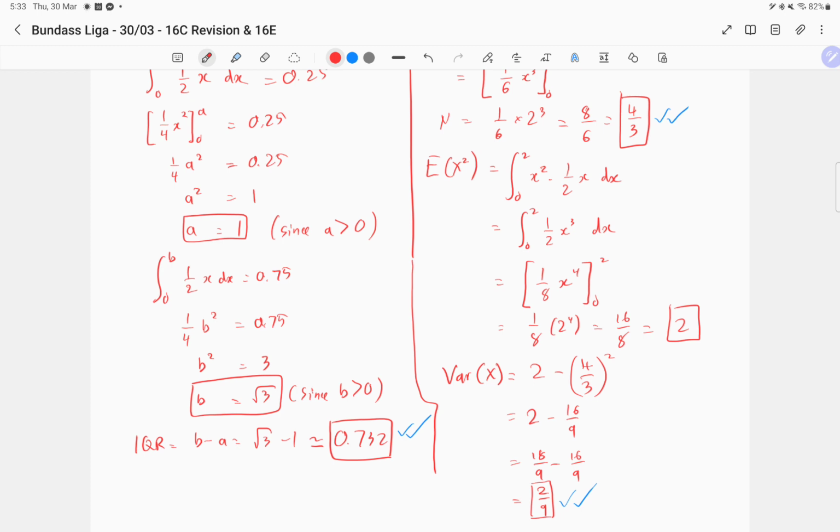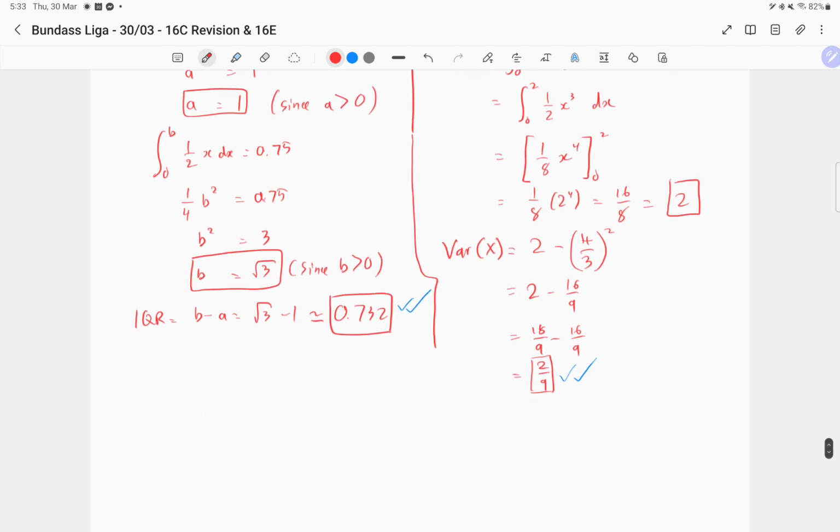What did you get for the mean? Yep, which is 4 over 3. I should simplify that first. So that second part is actually doable without a calculator. Yeah, 2 over 9? Okay, good.